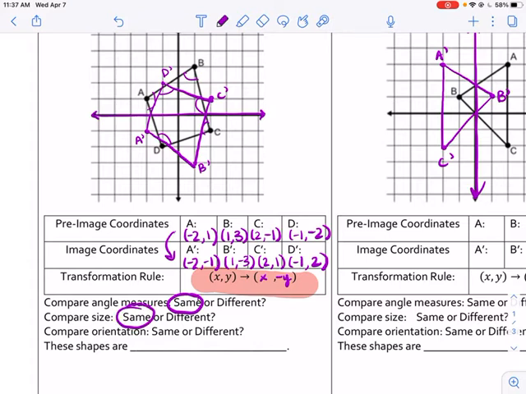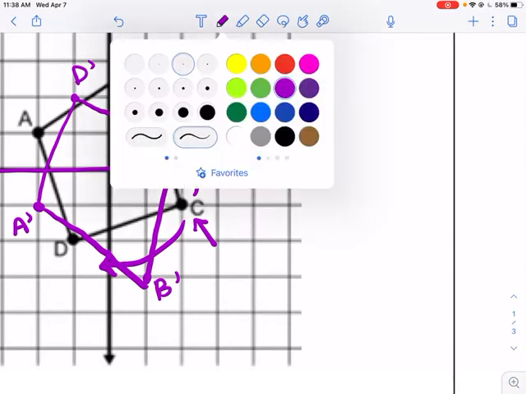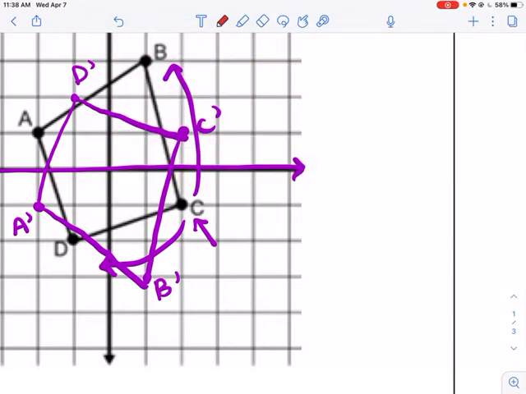Orientation is a fancy word that means which way the shape is facing. It actually talks specifically about when you look at C, if I were a person and I were C, B is on my right and D is on my left. Now when we look at C prime, if C prime is a person, B prime now swapped directions from it. It's on its left and on its right. So all of the directions of where everything is.